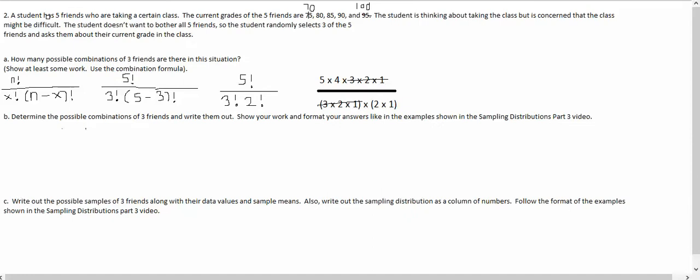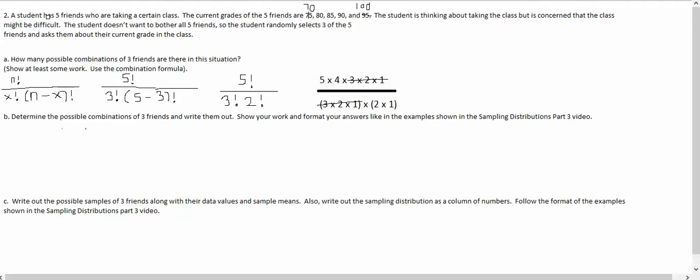And part A says, how many combinations of 3 friends are there in this situation? In other words, how many ways are there for this student to select 3 people from 5 people? Well, to get the answer, you have to use the combination formula that we learned earlier. Remember that if order isn't relevant, if order doesn't matter, you use the combination formula, not the permutation formula. In this situation, order doesn't matter because the order that the student selects the 3 friends in has no effect on what the outcome of the survey will be. All that matters is which 3 people are chosen.